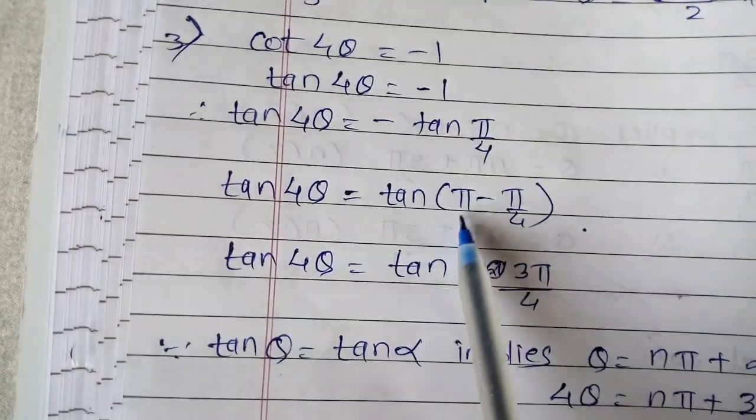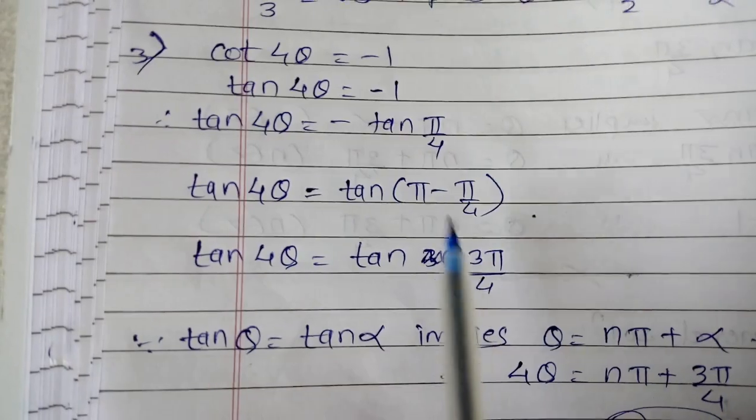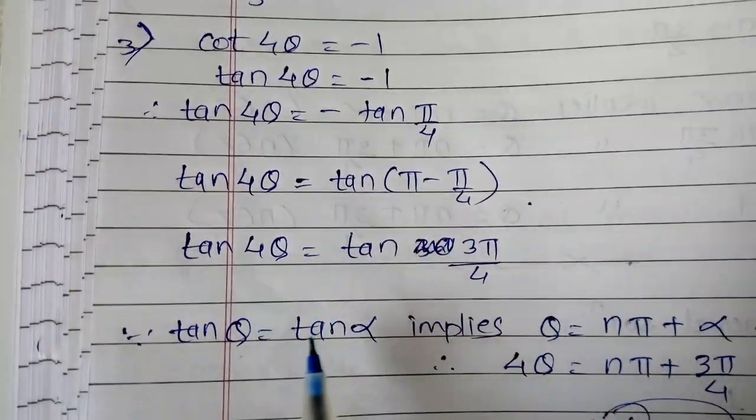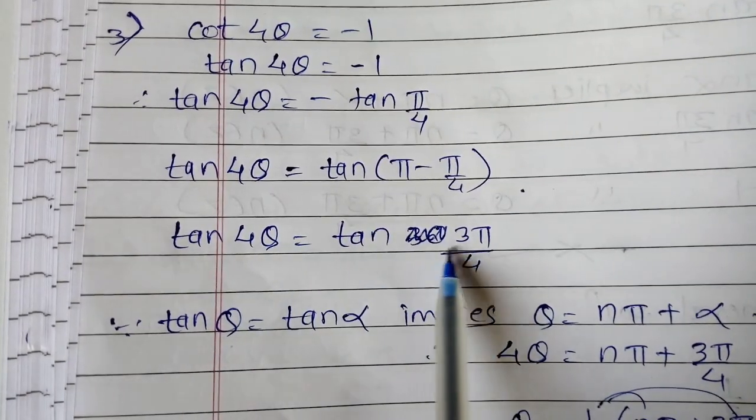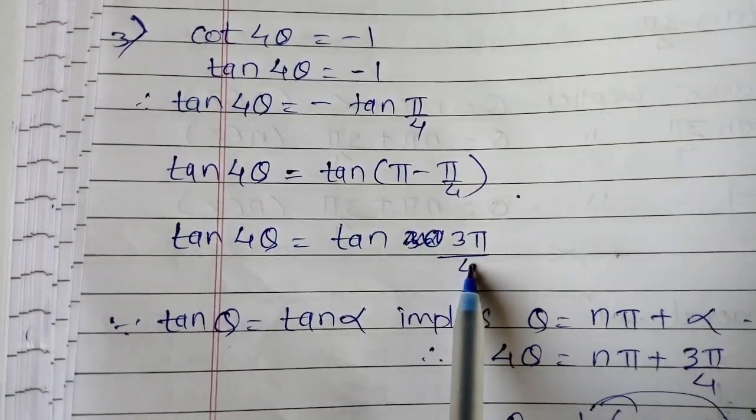So here we take pi minus theta. Here we write that is pi minus theta. Here the value of theta is pi by 4, and so it becomes positive. So tan 4 theta is equal to tan 3 pi by 4. By taking the LCM, here we get 3 pi by 4.